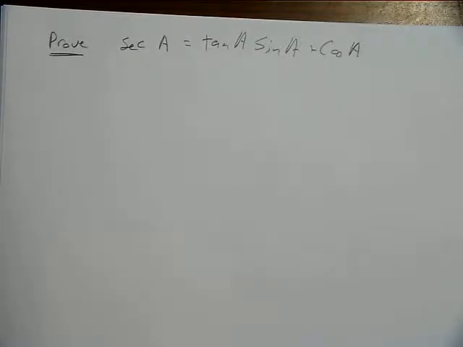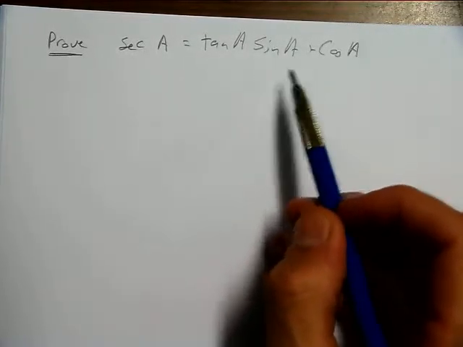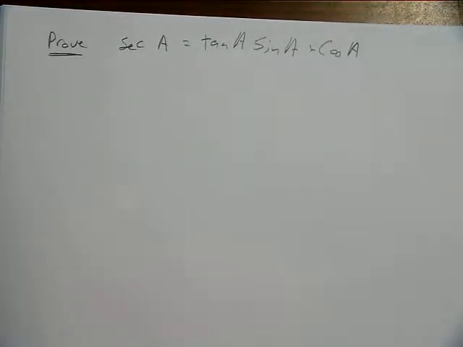Okay, so our second one. We're going to prove that sec A equals tan A (sin A + cos A). Now this one, believe it or not, looks fairly straightforward, I think. Maybe, maybe not. There are no squares or anything, so that sort of helps. So which side should we start with? The bigger side? So the right-hand side.